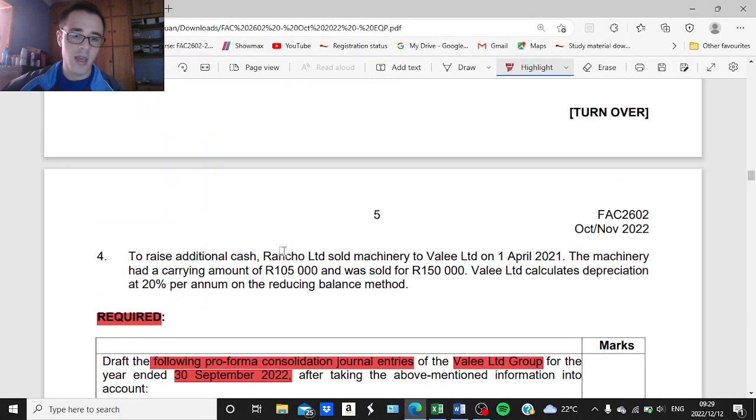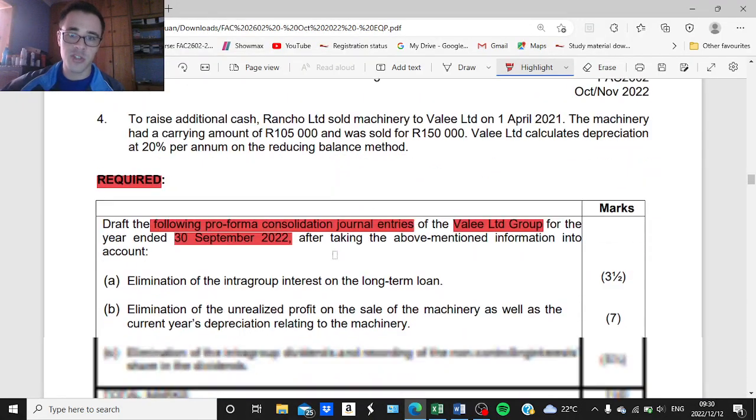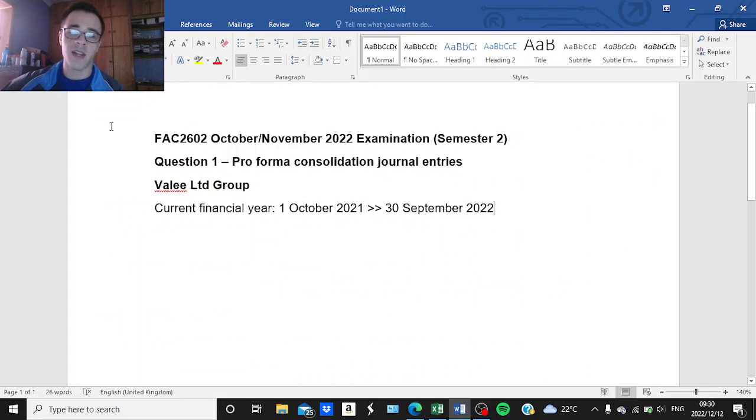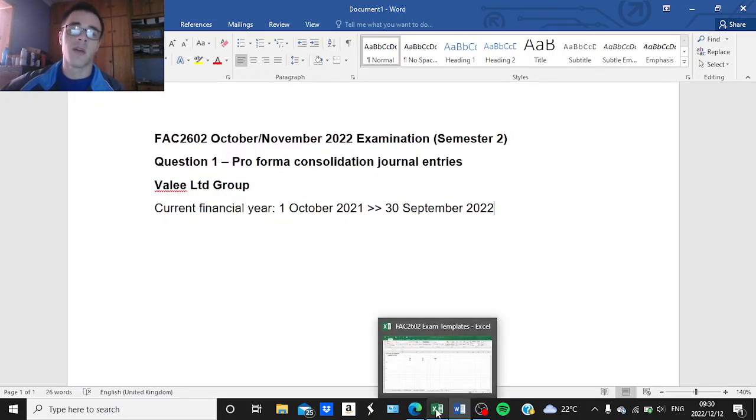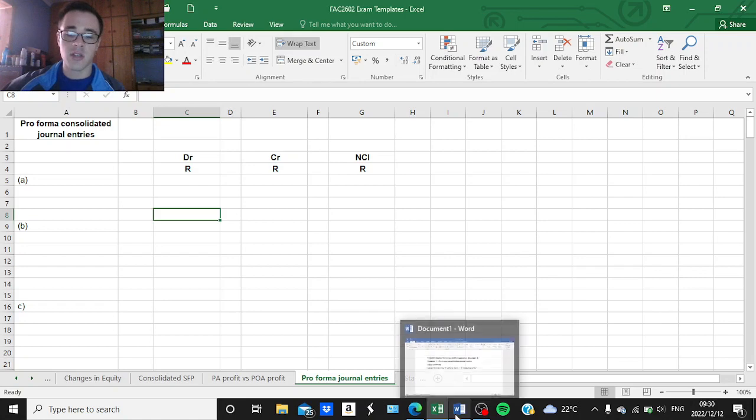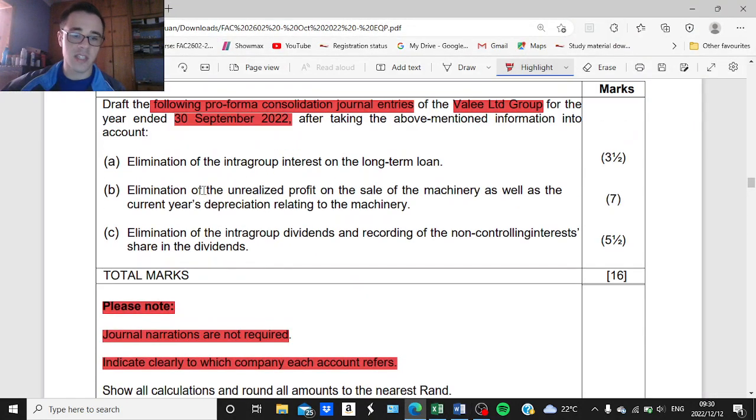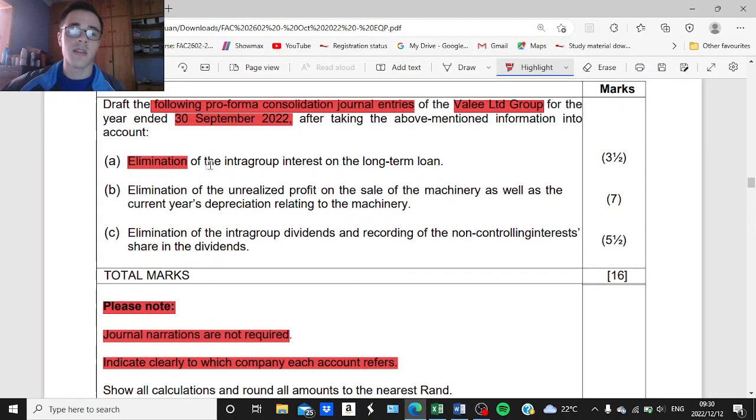In this case, it will be Rancho Limited. So Rancho Limited is the subsidiary, and Valley Limited will be the parent. All right. So now that we have determined that, we can actually start with the journal entry. So number A requires us again to eliminate the intergroup interest on the long-term loan for 3.5 marks.